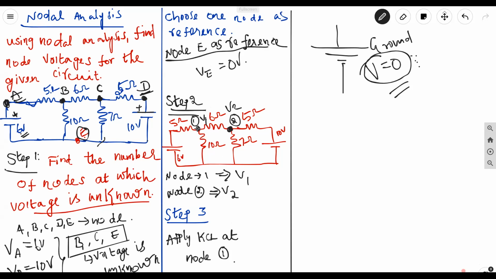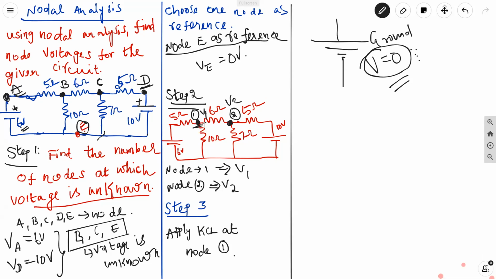So just look at node number 1. See, node number 1 actually has 3 components, right? 5 ohm, 6 ohm, and 10 ohm. So we need to find the current through these 3 components. Then either you algebraically sum and equate to 0, or based on the direction of current, you take incoming current equal to outgoing current. This is the general approach.